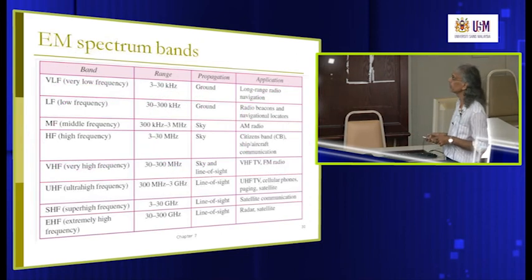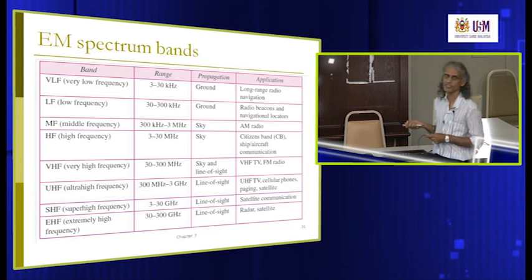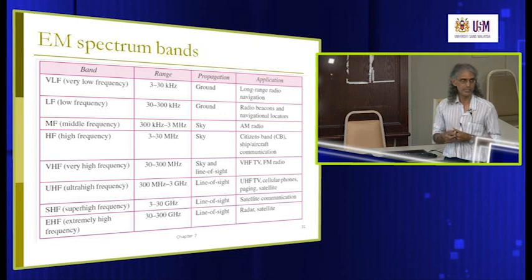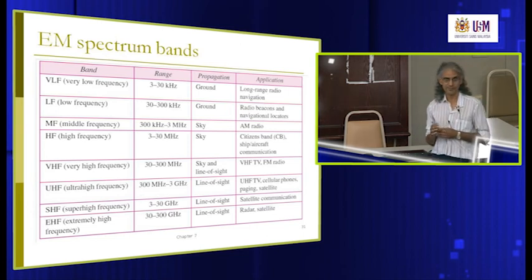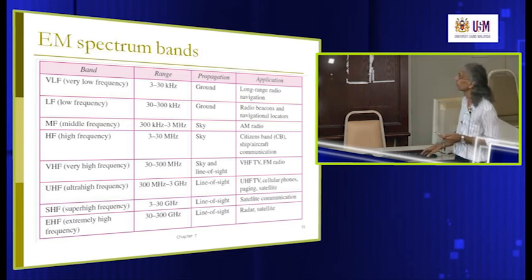This gives you an example of where and how we use them. The low frequency ones, we can use ground propagation, the middle one we can use for sky, and only the high frequency we use line of sight. They have different names for each band: very low frequencies, middle frequencies, high frequencies, very high frequencies, ultra high frequencies, and so on, and where they're commonly used. The low one is basically used for radio communication, long range ships, and so on. The high one is basically used for radar, satellite, telephone, and so on. Radio and TV are somewhere in the middle. It's just for your general knowledge.